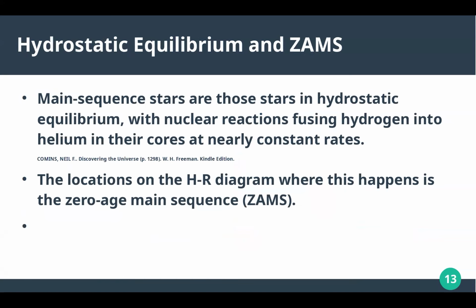Main sequence stars are those stars in hydrostatic equilibrium with nuclear reactions fusing hydrogen into helium in their cores at a nearly constant rate. The location on the HR diagram where this happens is the zero-age main sequence, which is given by the blue lines in the previous HR diagrams that we were looking at.